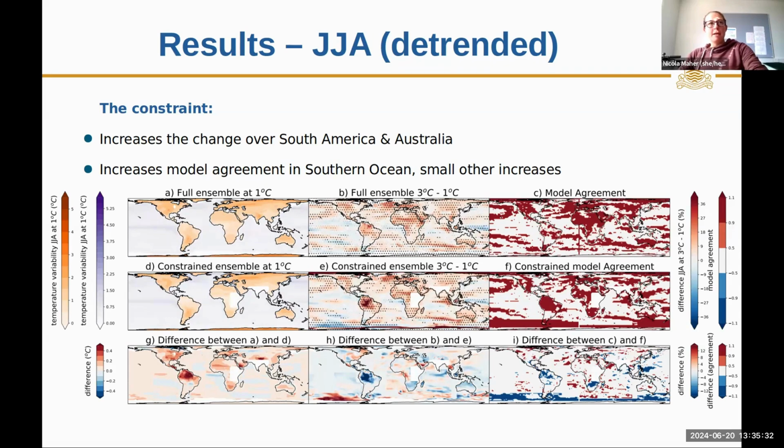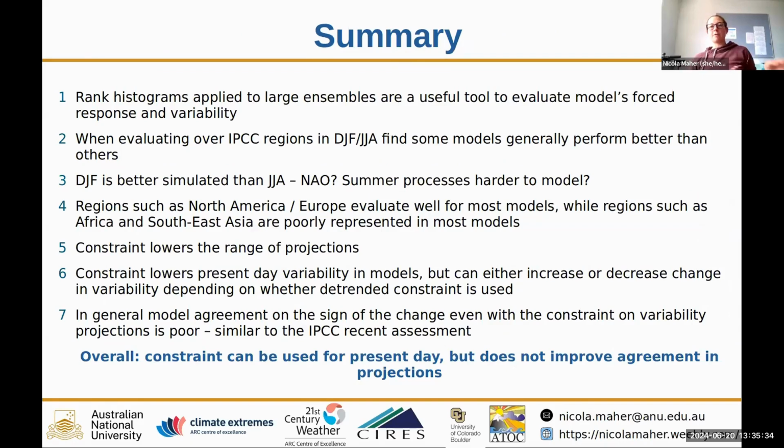Okay, so what have I shown you? I've shown you this method that shows how rank histograms can be really useful for evaluating whether the model and the observations agree on both the forced response, but also the internal variability itself. When we evaluate over the IPCC regions, we do find models that perform well and models that don't perform well. And we find that DJF is generally better than JJA.